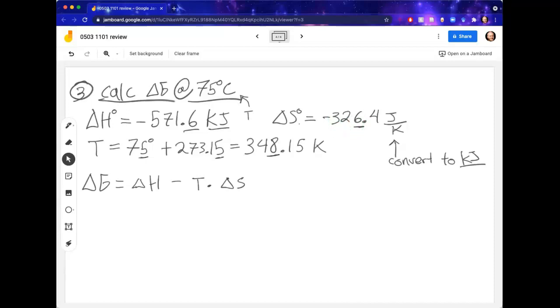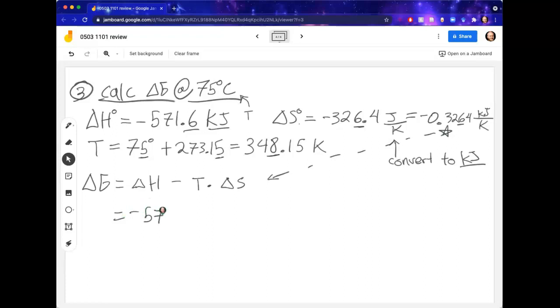That would give me negative 0.3264 kilojoules per Kelvin. And now that I know what this value is in kilojoules, I can bring it down to my equation for delta G. So let's put these numbers together and finally get a value.